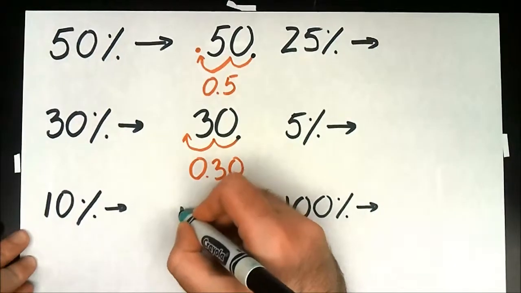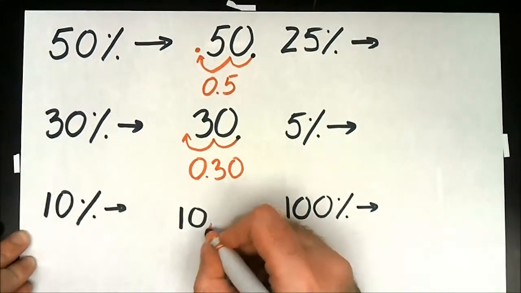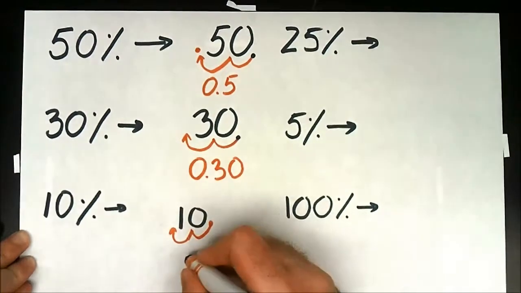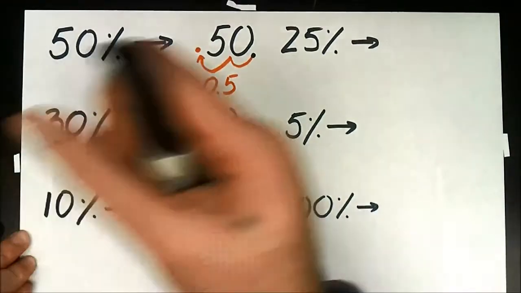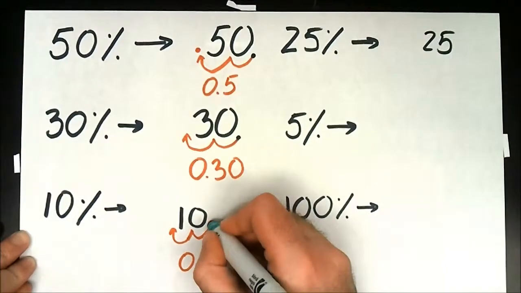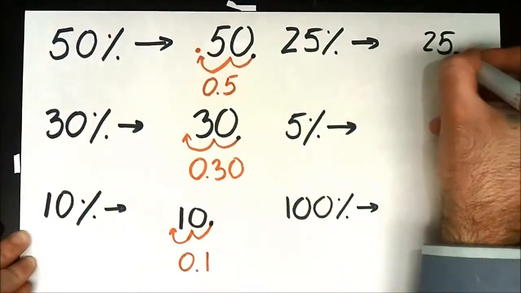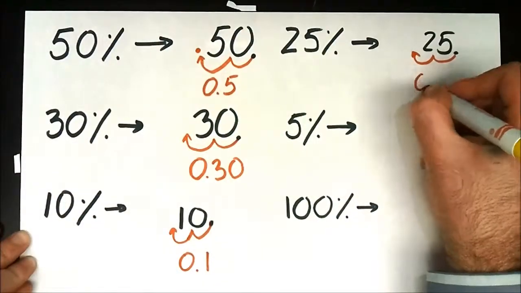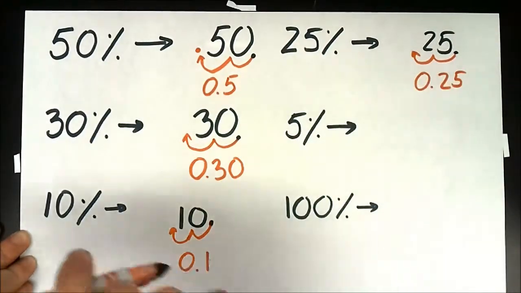Well, for 10, you do the same thing. You move the decimal, which is right now here, over twice, and you get 0.1. For the 25, you move the decimal point twice to the left, which yields 0.25. Here I have to write both numbers because they're both relevant.